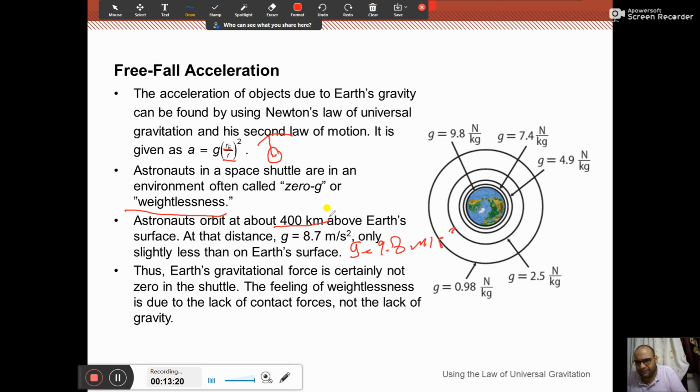I don't think the small difference between the two values of acceleration of gravity is what makes the weightlessness. The one which makes the feeling of weightlessness is the lack of contact force, not the lack of gravity. The gravity already exists, and the force of gravity is acting on the satellite or the station itself.